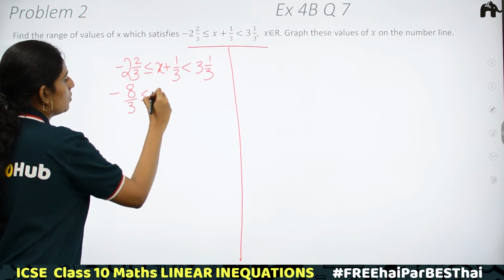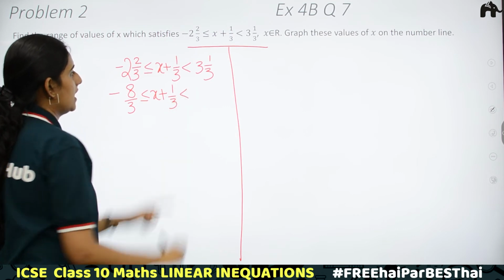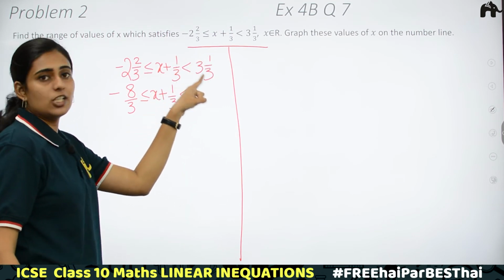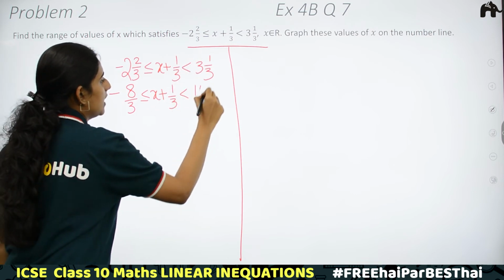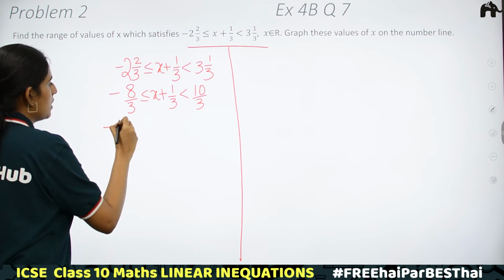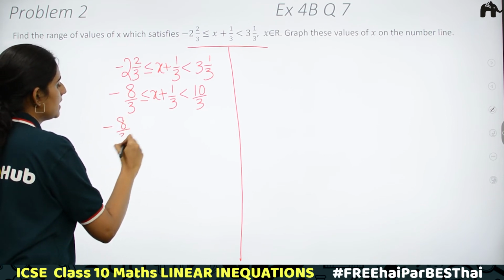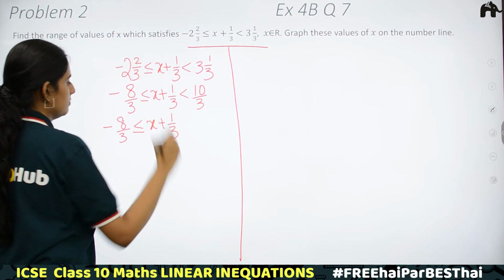Less than or equal to x plus 1 by 3 less than 3, 1 by 3. 3 into 3, 9. 9 plus 1, 10. 10 by 3. The denominator is the same. Now take the first part. Minus 8 by 3 less than or equal to x plus 1 by 3.